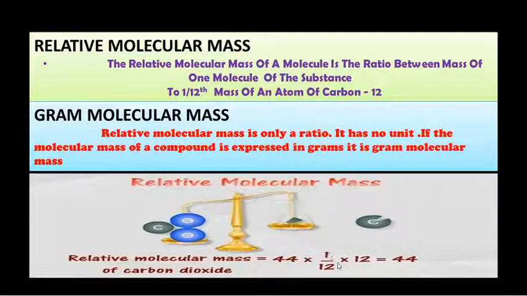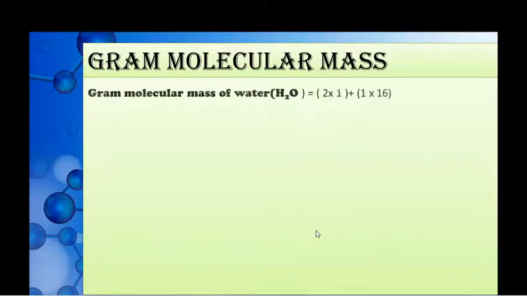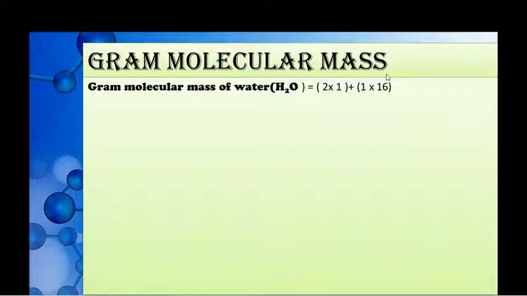We are just comparing with the 1 by 12 part of mass of one carbon atom. So when we cancel this 44 into 1, we get 44. So that's what we are comparing the carbon. Okay, see some of the gram molecular mass of some compounds.